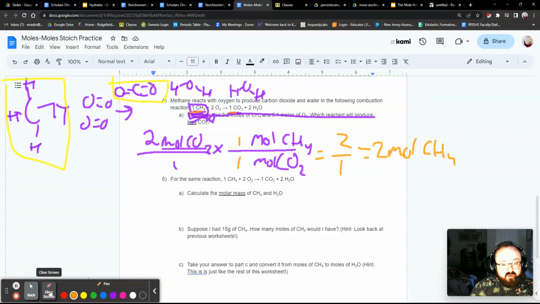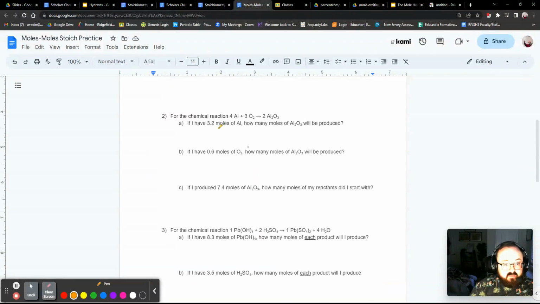And this gets a little bit more complicated when we start introducing something that's not going to be the same ratio, which is why I like this reaction here. It's why I did this reaction here. So if I have 3.2 moles of Al, how many moles of Al2O3 will be produced? Well, let's start. I start with 3.2 moles of Al. I'm going to move this over. Put it over 1 to keep my numerator and denominators.